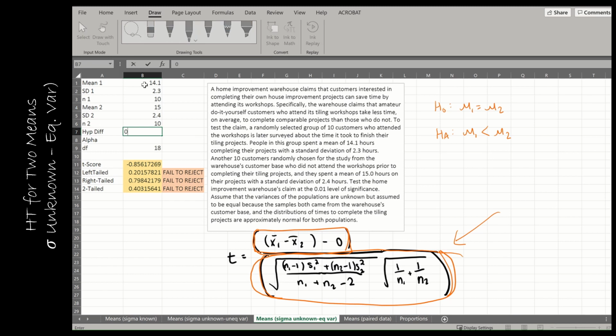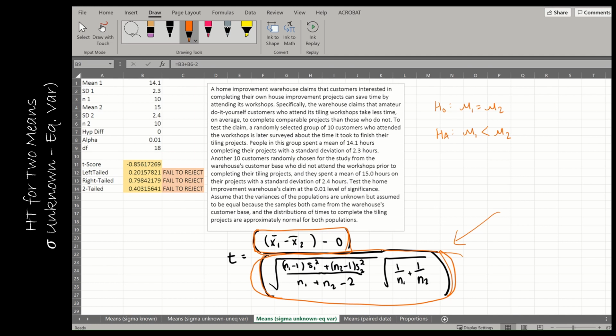I'm assuming that they're going to be equal. I'm using an alpha level of 0.01. Everything else has now been calculated for me. And what does this tell me? So again, I've used my little math nerdology to find that I should fail to reject.